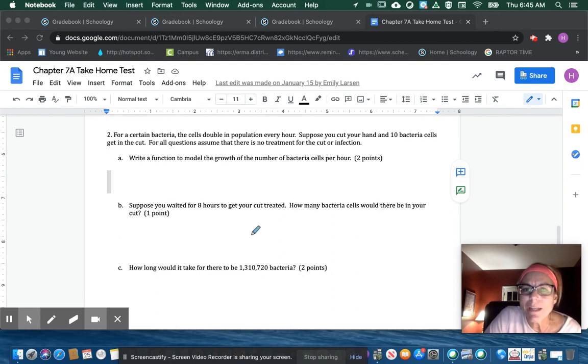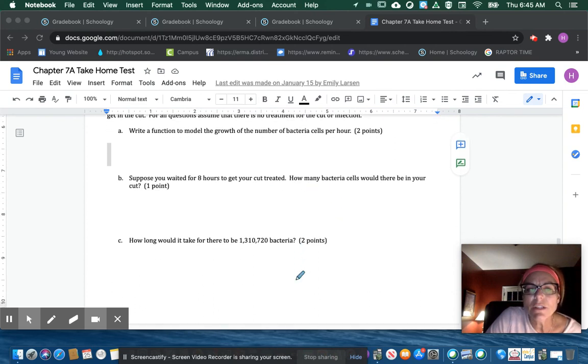So you're writing a function. Now, suppose you waited for 8 hours to get your cut treated. Oh, 8. That's our time. How many bacteria cells would there be in your cut? You're using the model you created in A. You can use a calculator there. This one, you could do it by hand if you wanted to. You could just plug it into the model. And then you're going to definitely want to use the second graph button to get the table.